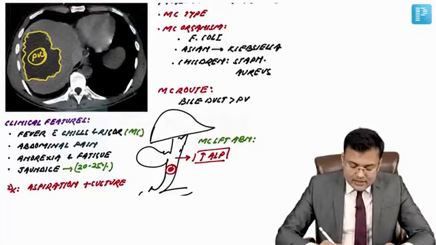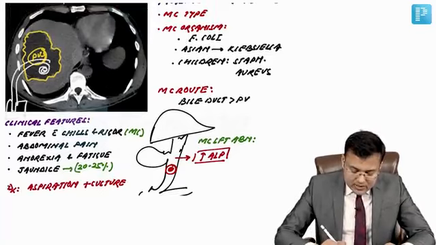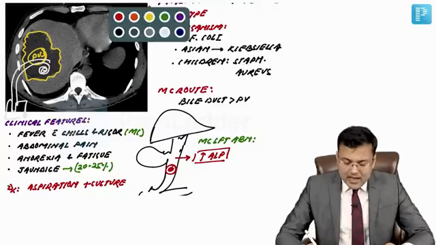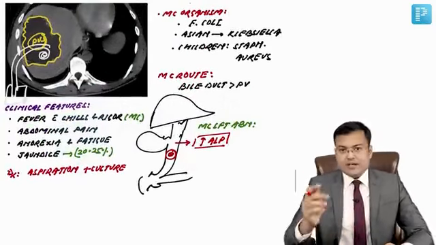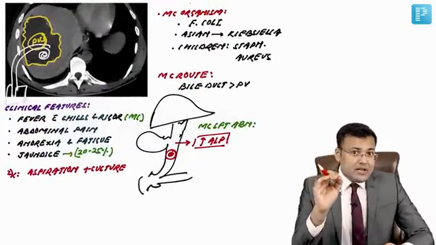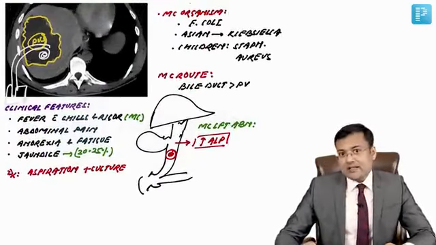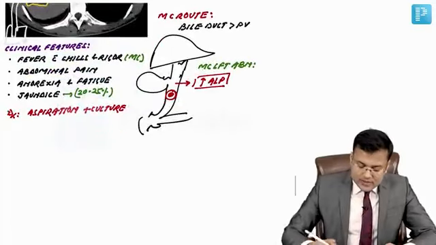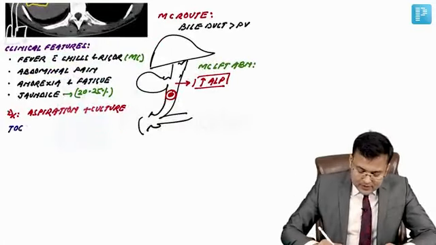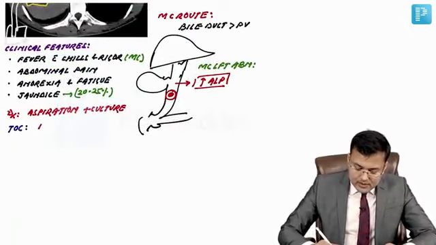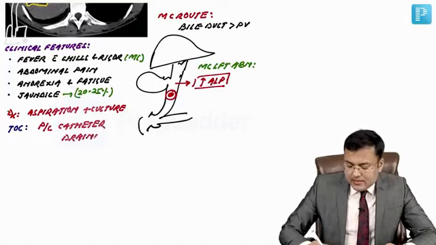So in majority of cases, we are going to insert a pigtail catheter and attach it to a bag. So this is what kind of drainage? This is percutaneous catheter drainage, and we give systemic antibiotics. So what is the treatment of choice? It is percutaneous catheter drainage plus systemic antibiotics.